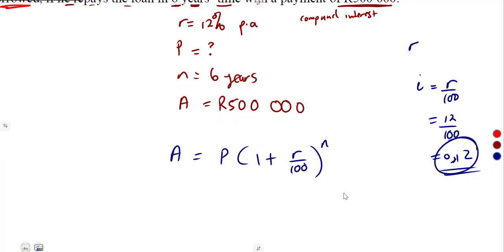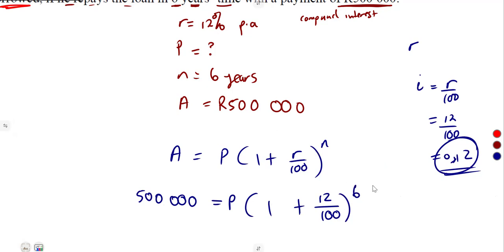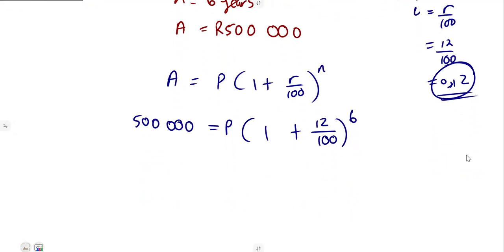A is what? 500,000. So 500,000 is equal to P. We do not have that one. It is the one that we need. Into what? 1 plus our R is 12. So that's 12 over 100 to the exponent of n, which is 6. Or you can just use it as a decimal there. It's not a problem. As you can see, this part and this one are one and the same.